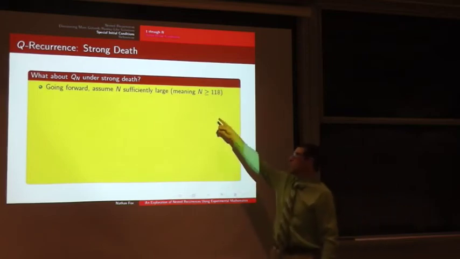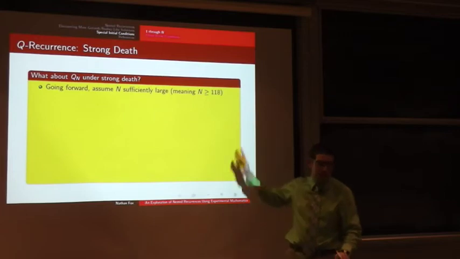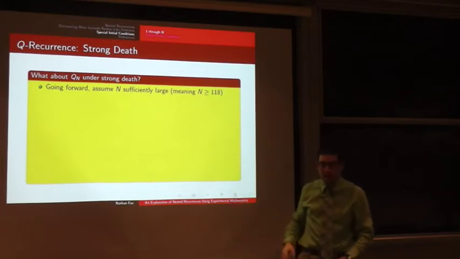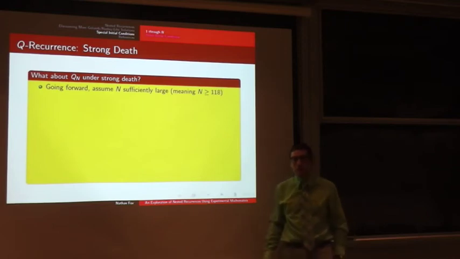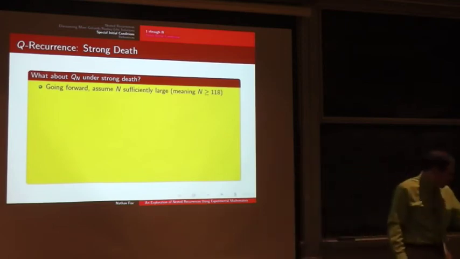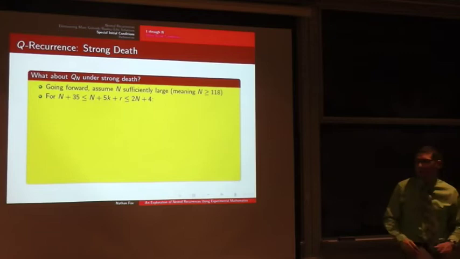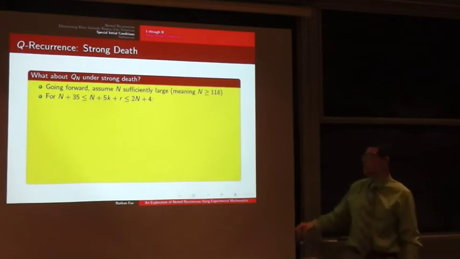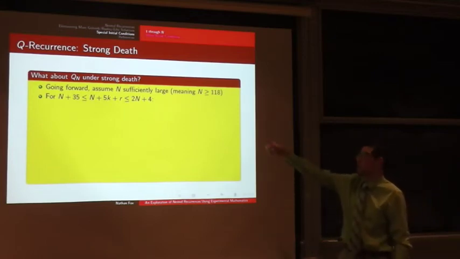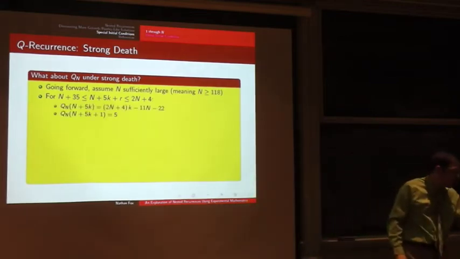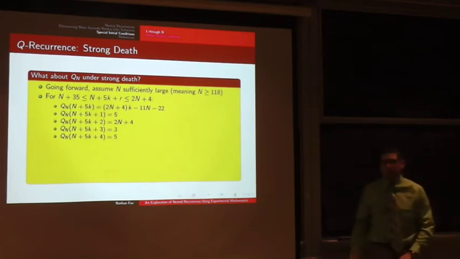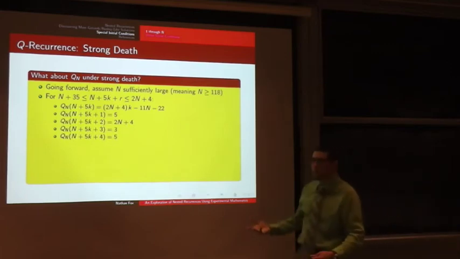So now we're going to assume that n is sufficiently large, where in this case, I'm just going to tell you, n is at least 118. Actually, n can usually be at least 35, but there are certain cases where 118 is required. So after those first 28 terms are the same, you can calculate more terms, and then you get a temporary pattern between n plus 35 and 2n plus 4, which are your indices. And it's a period 5 pattern. And I have no idea why 5 comes up, but it does.